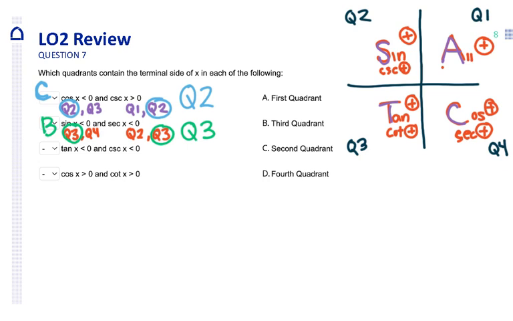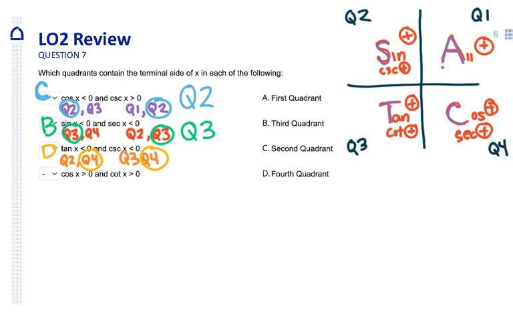Now let's look at tan. Where is the tan negative? Tan is negative in quadrant 2 and quadrant 4. Where is the cosecant negative? Cosecant is negative in quadrant 3 and quadrant 4. And so where does that all happen at the same time? Looks like quadrant 4, which is choice D.